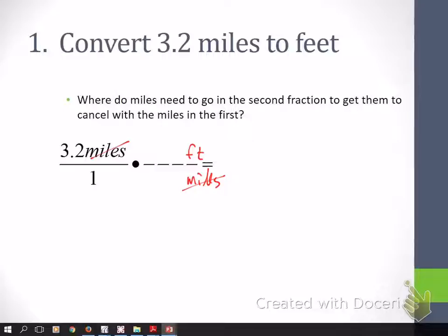Those are our units. I haven't placed any numbers yet. I'm going to do that now. I know that there are 5,280 feet in 1 mile. And so that will tell me that I need to multiply this fraction, which basically means I'm going to multiply straight across. 3.2 times 5,280. I'm just going to get 3.2 times 5,280.